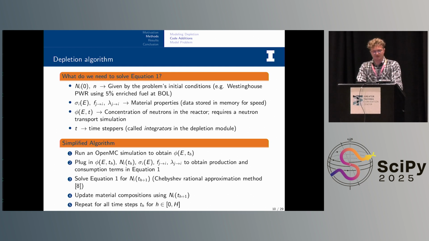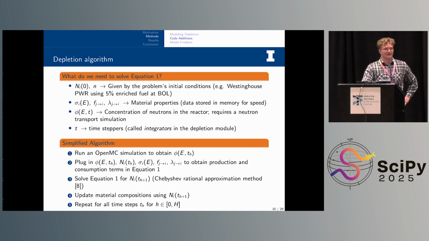And then we update the material compositions in the input file, and we rerun this process for as many time steps as the user has defined. And we get a nice time series of how our nuclide compositions are changing over time.